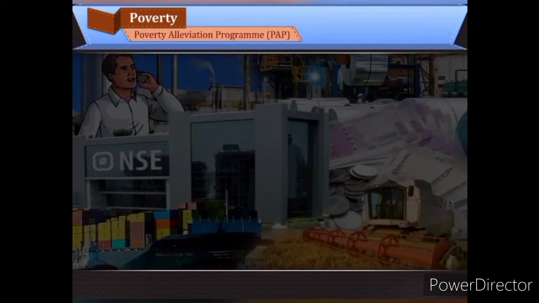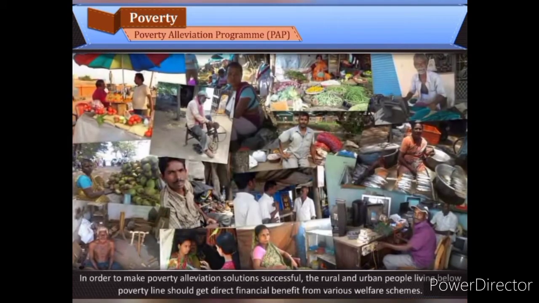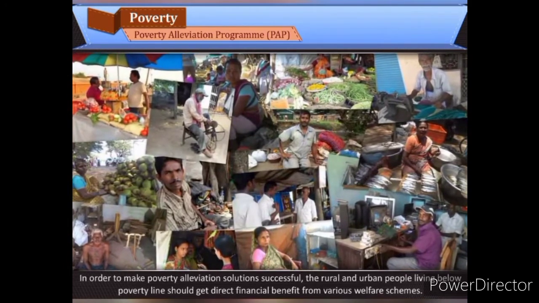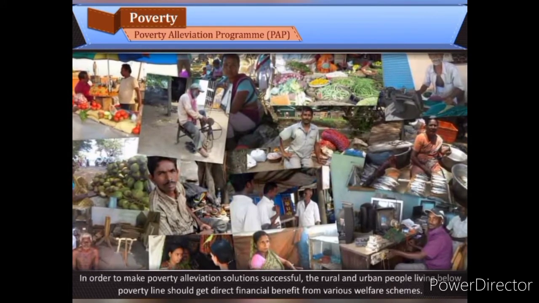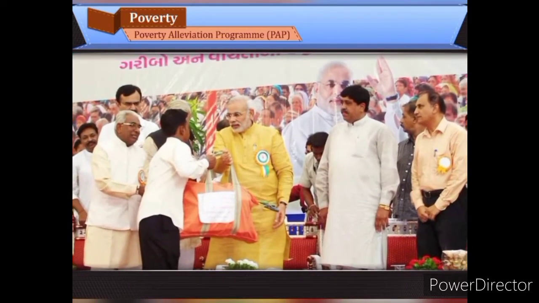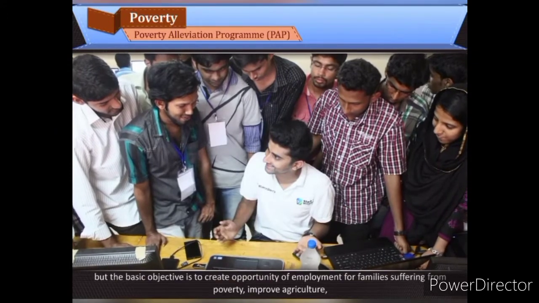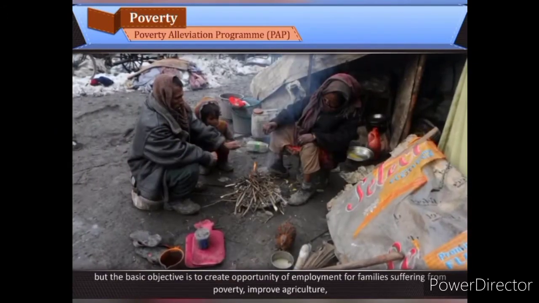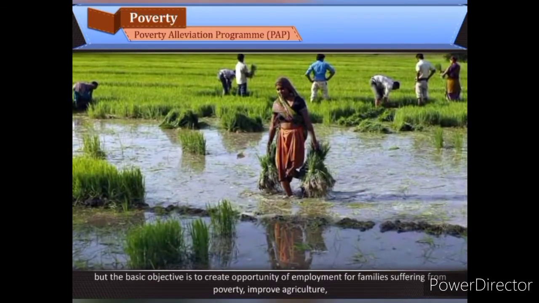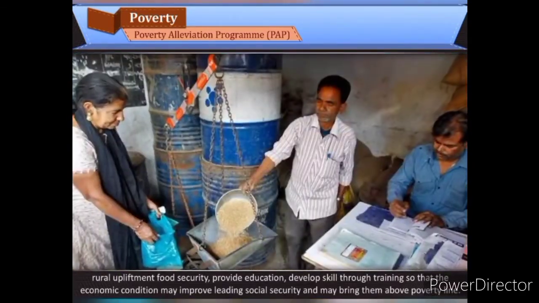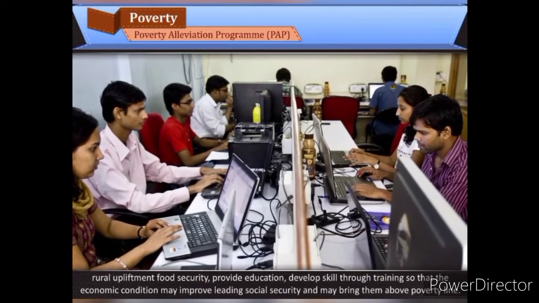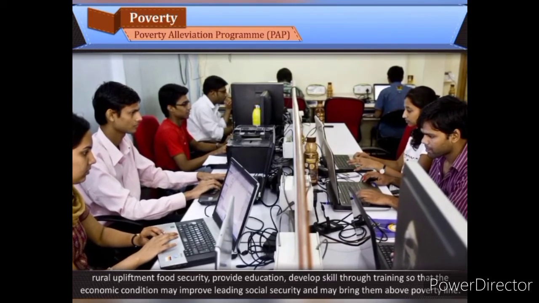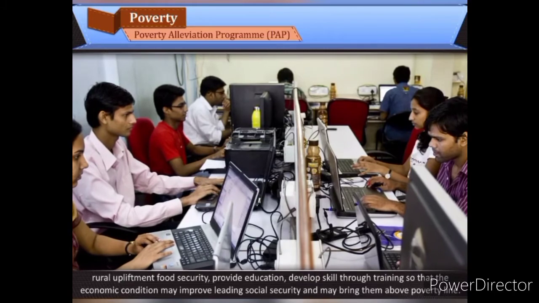Poverty Alleviation Program, PAP. In order to make poverty alleviation solutions successful, the rural and urban people living below poverty line should get direct financial benefit from various welfare schemes. There may be change in the names of these programs, but the basic objective is to create opportunity of employment for families suffering from poverty, improve agriculture, rural upliftment, food security, provide education, develop skill through training so that the economic condition may improve, leading to social security, and may bring them above poverty line.